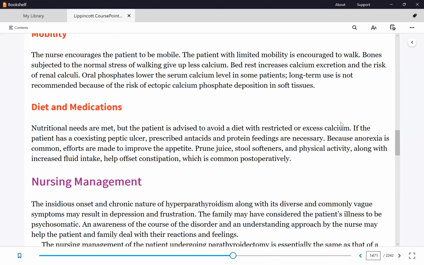Diet. Thank you for reading. Do we really need to restrict? What does the first statement say? No nutritional needs are met, but the patient is advised to avoid a diet restricted or excess calcium. Okay, it's not really necessary. Because is the hypercalcemia really caused by the patient eating too much calcium? No. That's not really the reason. Okay, really, where did this calcium come from? From the bone. It was breaking down from the bone because of the high parathyroid hormone levels.